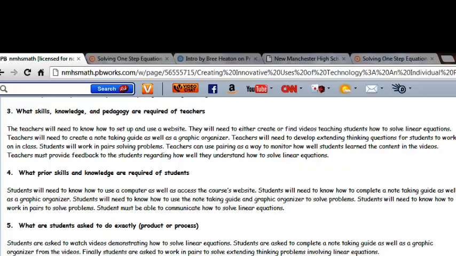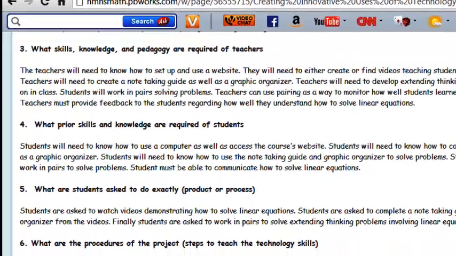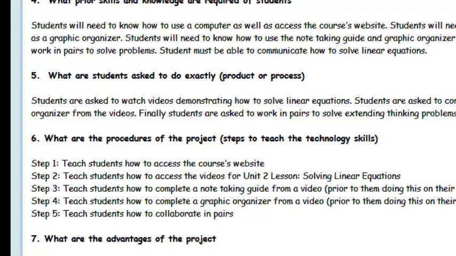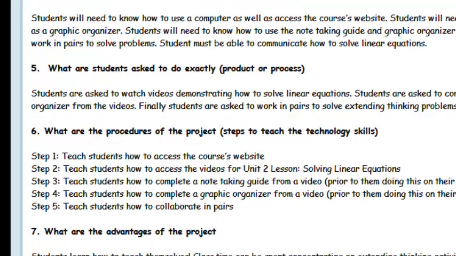Prior skills that students would need, they'd have to know how to use a computer, they'd have to know how to get to our website. They would also need to know how to complete a note-taking guide. So we probably would do something like that in class to make sure that they understand exactly what they're supposed to do. So we'd probably watch a video together as a class and fill it out step by step before I made them go home to do it.